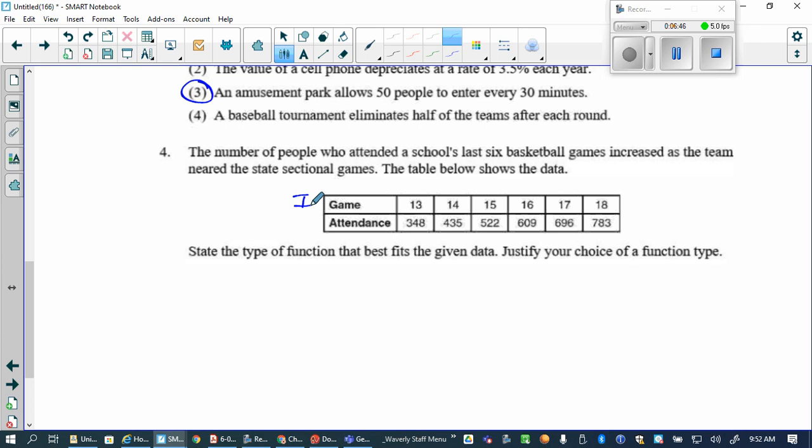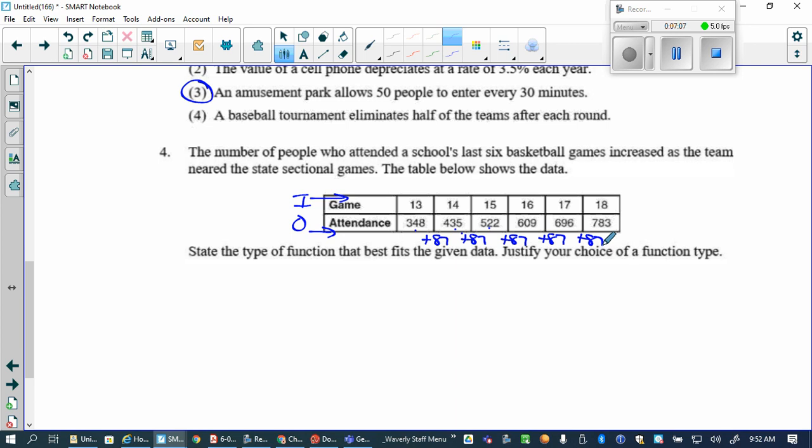Inputs, outputs. How do you get from 348 to 435? Do 435 minus 348. See what you added. And then do 522 minus 435. Is it always plus 87 for all of them? Yeah. That's linear, plus 87. Or just do 348 plus 87.